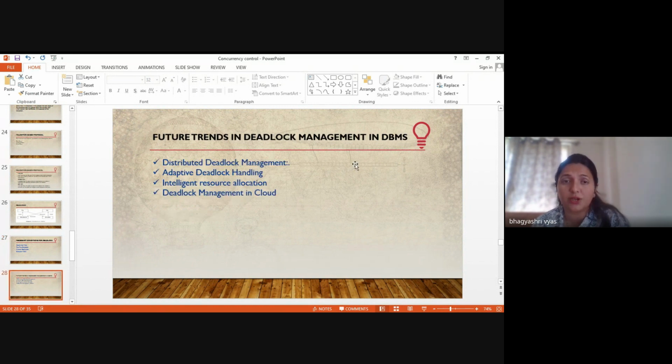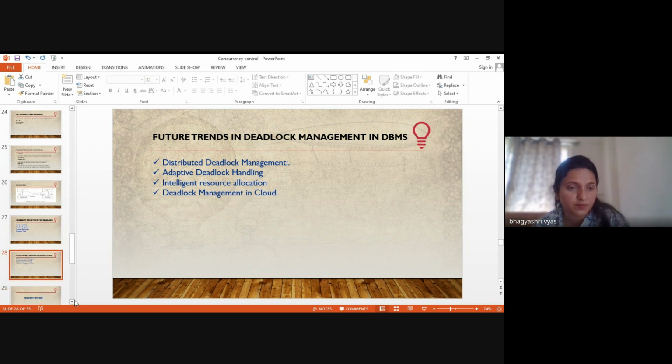Now, future trends in deadlock management. We are having the deadlocks. We need to deal with the deadlock. So these are the future trends. Means we are using the distributed environment, we are using the adaptive deadlock handling methods, even we are using the intelligent resource allocation. Okay, or we can say that we are using the cloud technology for managing the deadlocks.